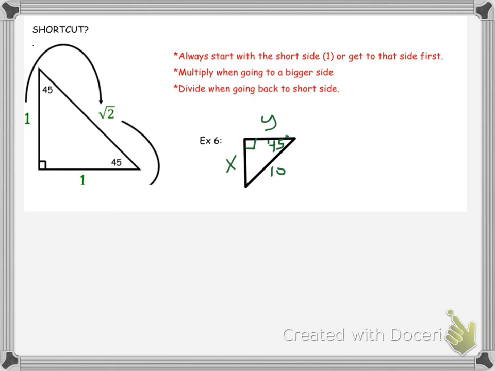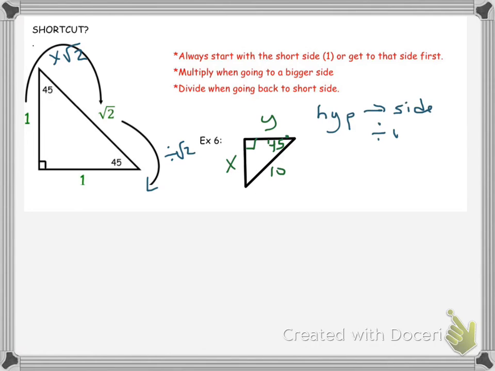Even more so than in the 30-60-90 triangle, shortcuts are really helpful in a 45-45-90 triangle. If we're going from side length 1 to side length root 2, we're just multiplying by root 2. If we're going from hypotenuse to a leg, we divide by root 2. So you either have to remember to multiply by root 2 or divide by root 2.